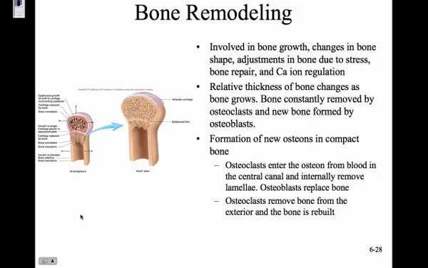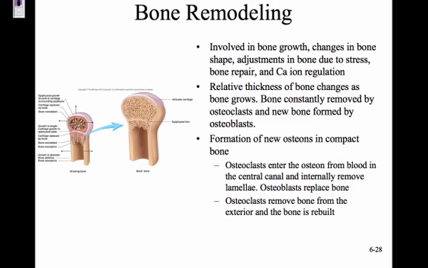So the relative thickness of the bone will change as it grows. It's just constantly being modeled by the osteoclasts and osteoblasts. And those new osteons can form in the bone, and that's when the osteoclasts enter it and can replace bone.